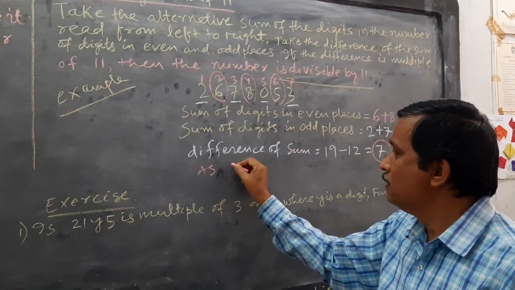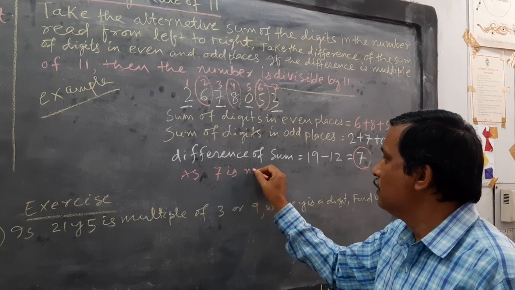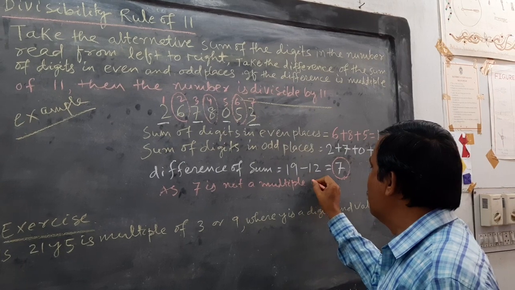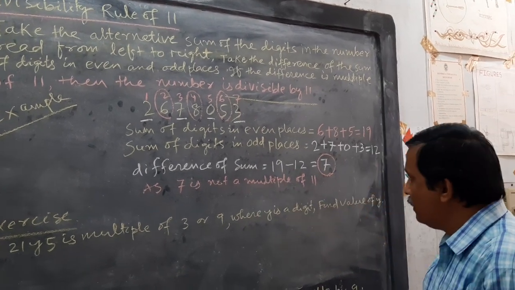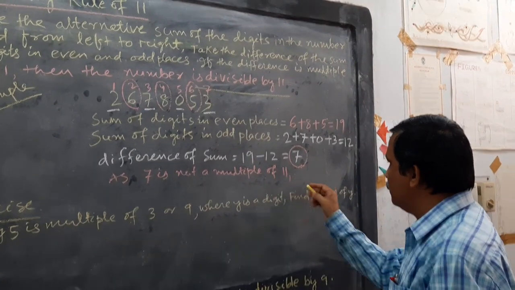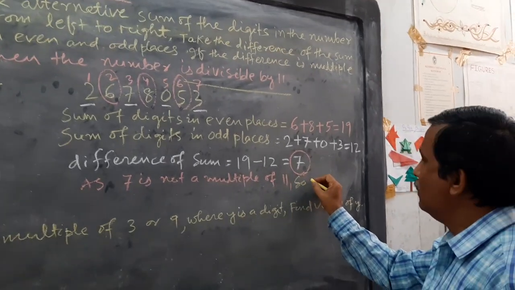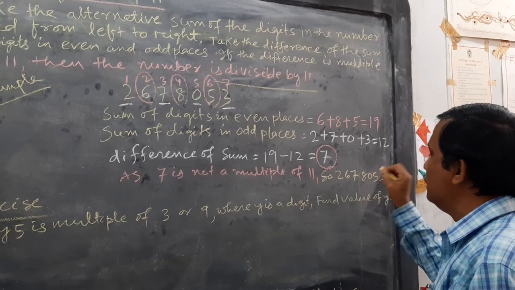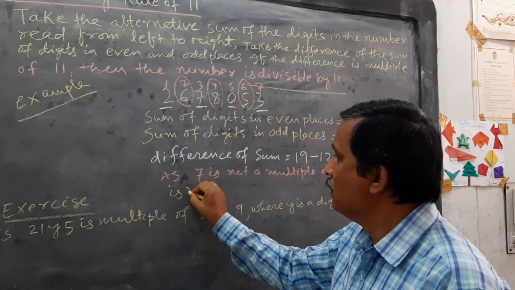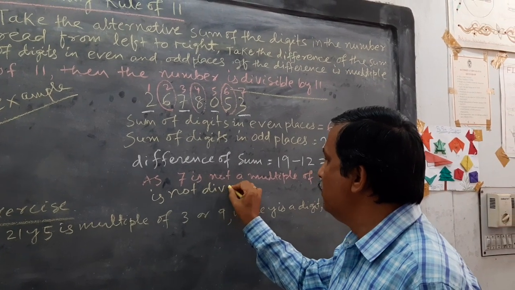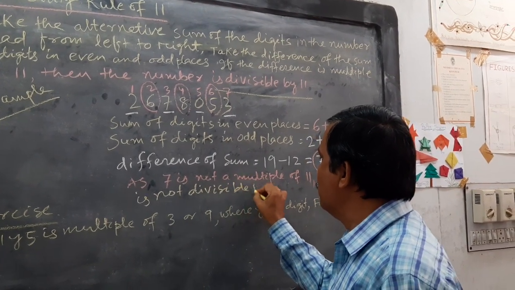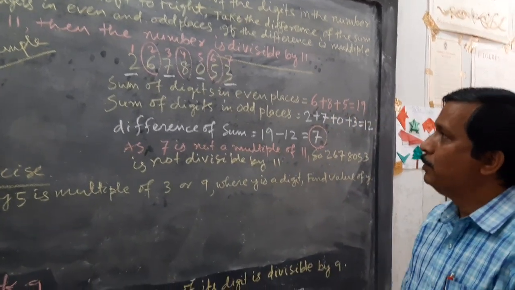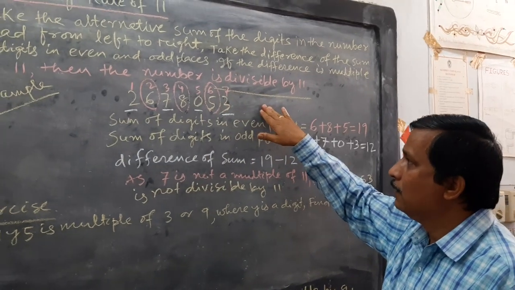You write here: 7 is not a multiple of 11. So 2, 6, 7, 8, 0, 5, 3 is not divisible by 11. So again I am telling, suppose any number is given.